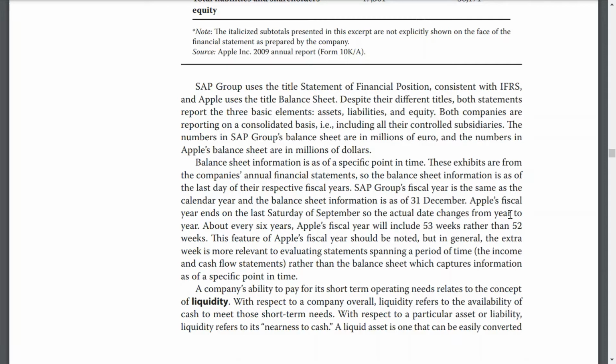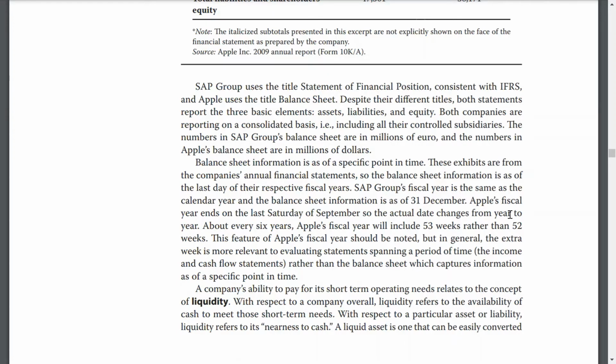These exhibits are from the companies' annual financial statements, so the balance sheet information is as of the last day of their respective fiscal year. SAP Group's fiscal year is the same as the calendar year, and the balance sheet information is as of 31st December. Apple's fiscal year ends on the last Saturday of September, so the actual date changes from year to year.